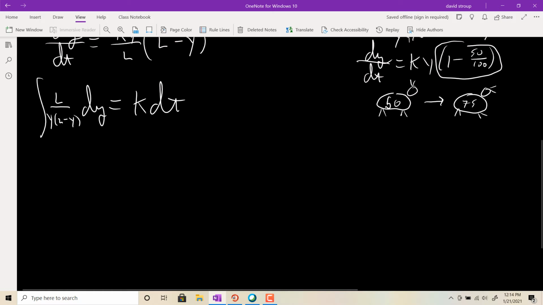To integrate on the left, that's where we're going to have to do something that we don't know how to do yet. You're not going to be expected to do this now, but we'll learn it. It's called partial fraction decomposition. Basically what that means is you take one fraction, this L over y times L minus y, and you turn it into two fractions. It's the reverse of finding a common denominator.